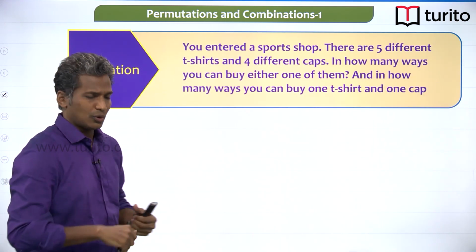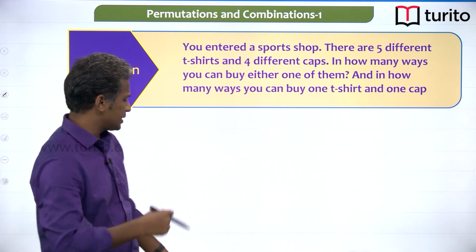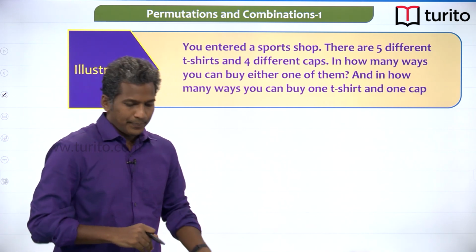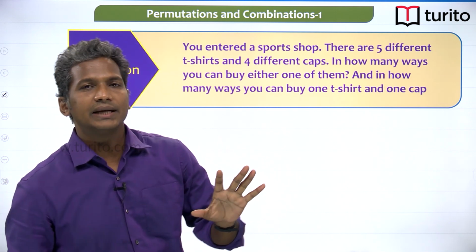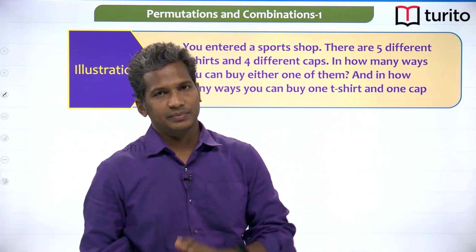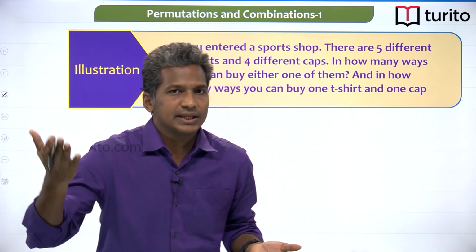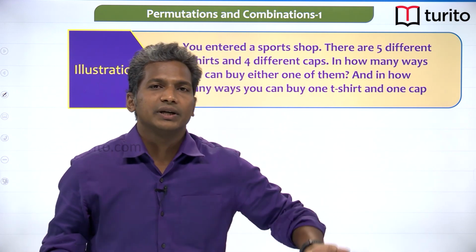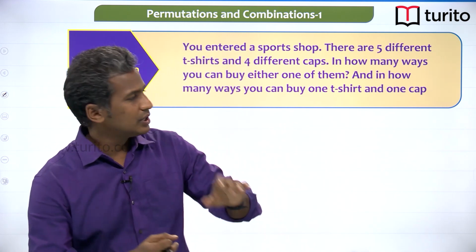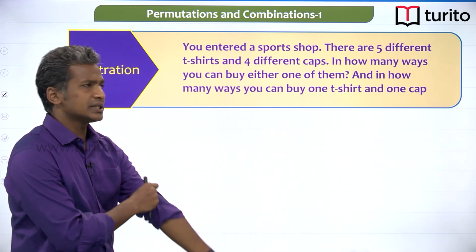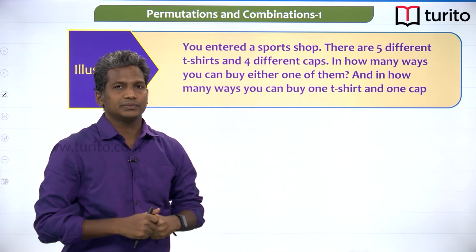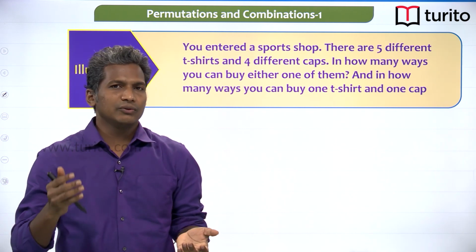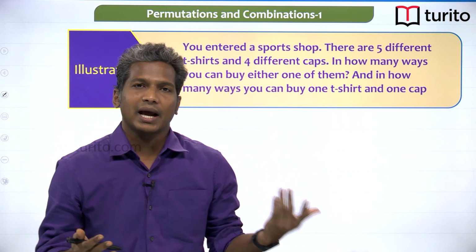Let us say there is a problem here. You entered a sports shop. In that shop there are 5 different t-shirts kept, and there are 4 different caps kept. Now, what is the first part of the question? It says in how many ways you can buy either one of them. That means you can buy either one t-shirt or one cap.